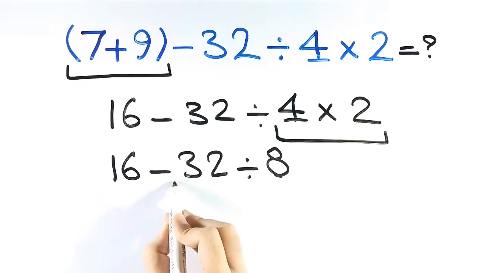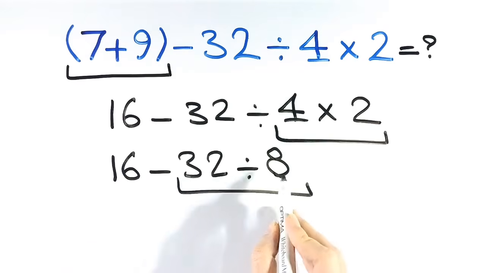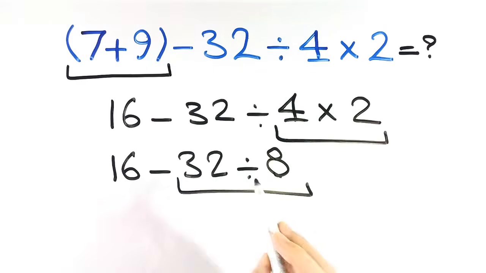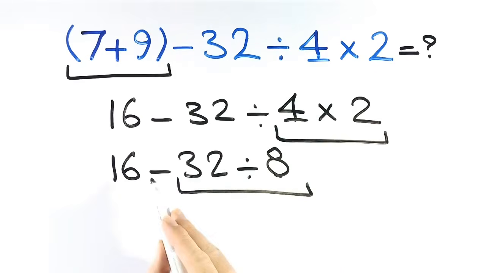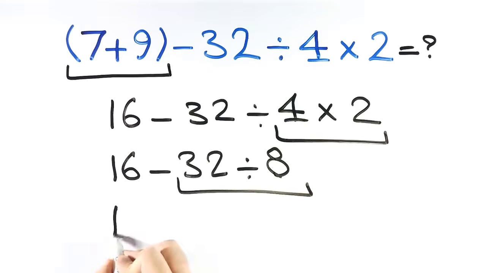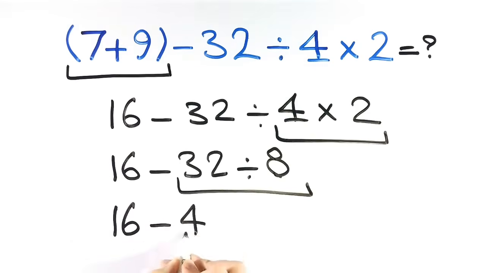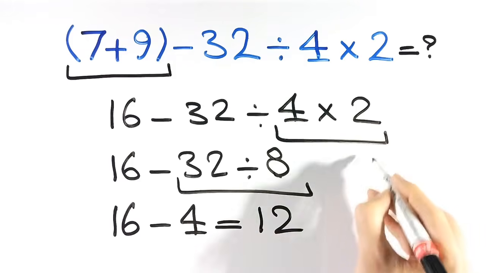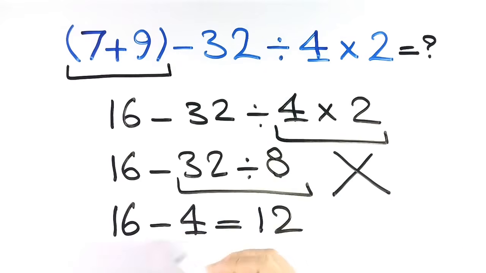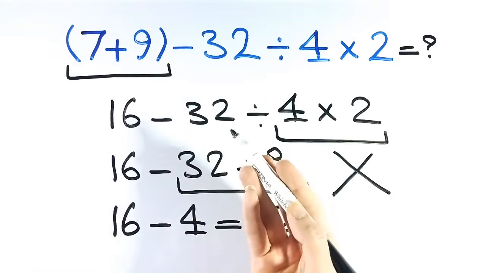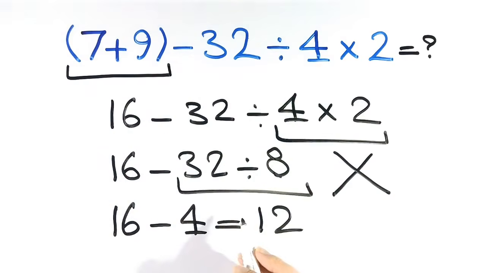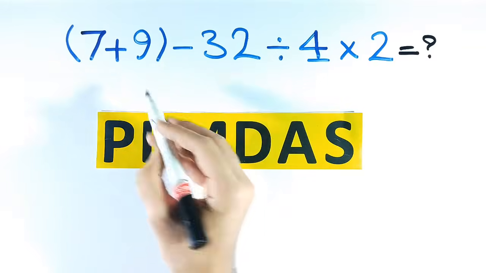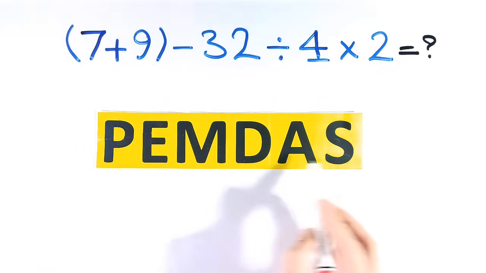And the final step, they go for the division between 32 and 8 because they believe division has priority over subtraction. So, instead of this expression, they write 16 minus 4, which finally gives them the answer 12. But that's definitely wrong. Alright, now let me show you how to solve this expression properly. To solve this question, we must follow a rule that is called PEMDAS.